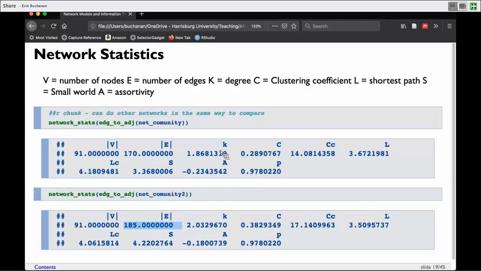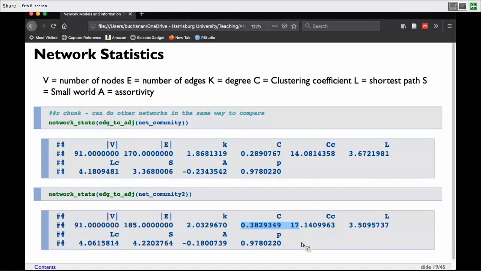K is the average clustering degree. So essentially, for each node, how many things is it connected to, right? Averaged over all the nodes. C is sort of an average clustering coefficient. So how many things are connected to the same things, averaging across all nodes. And so visually, I would say that this looked like it had higher local clusters, but these are more clustered. But there's also more connections, so that clearly allows for more clustering.